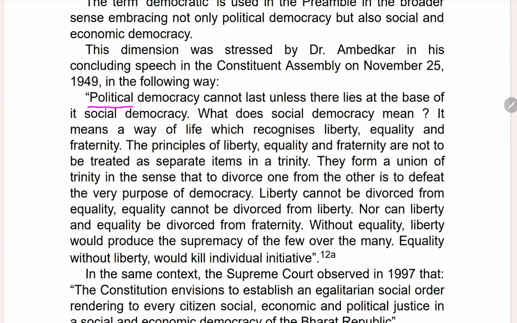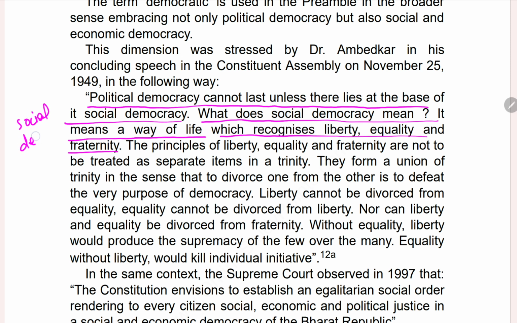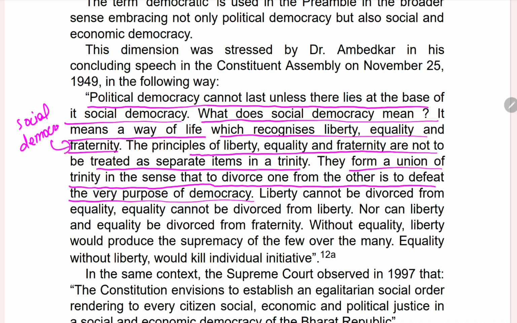He said, political democracy cannot last unless there lies at the base of it social democracy. So there is a great need of social democracy. Until and unless social democracy exists, there cannot be a concept of political democracy. What does social democracy mean? It means a way of life which recognizes liberty, equality, and fraternity. The principles of liberty, equality, and fraternity are not to be treated as separate items in a trinity. They form a union of trinity, in the sense that to divorce one from another is to defeat the very purpose of democracy. We cannot separate these terms, and whenever there is a separation, the very purpose of democracy is dead.